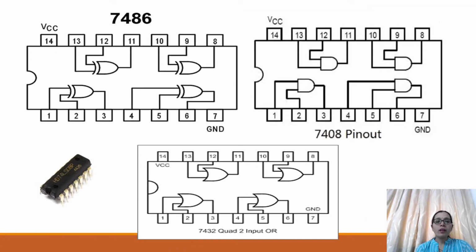Now we will see the pin diagram or the structure of these ICs. All these ICs are 14 pin, as you can note. The notch indicates the starting pin of the IC, that is pin 1. As they are 2 input gates, pins 1 and 2 are the inputs and 3 is the output. Pins 4 and 5 are inputs, 6 is the output.